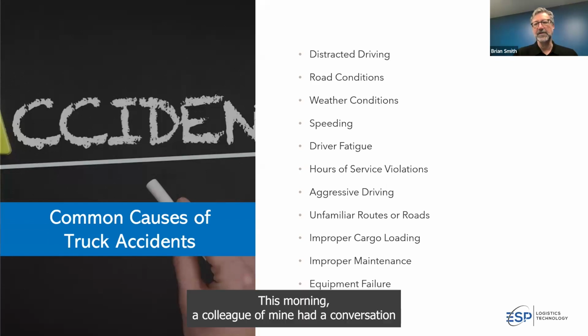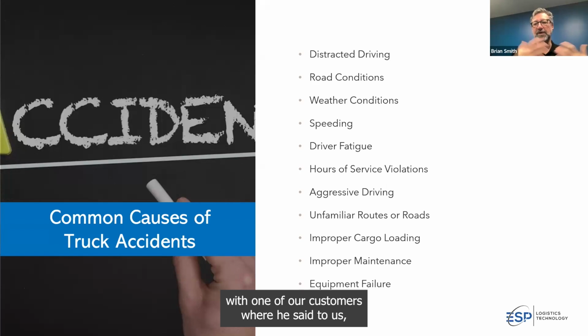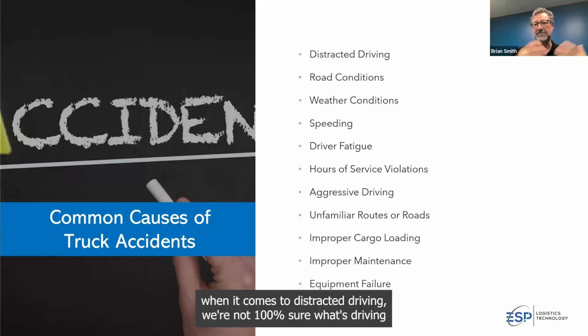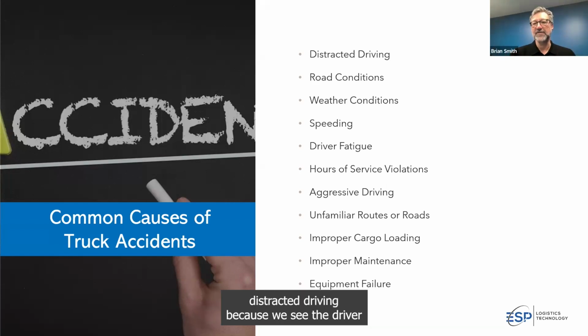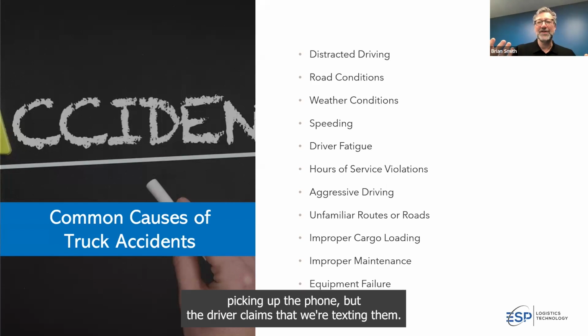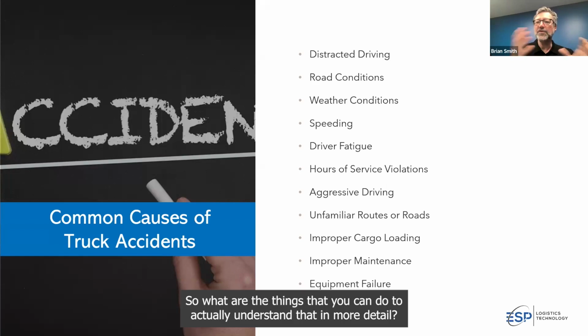This morning, a colleague of mine had a conversation with one of our customers where he said to us, when it comes to distracted driving, we're not 100% sure what's driving distracted driving, because we see the driver picking up the phone, but the driver claims that we're texting them. So what are the things that you can do to actually understand that in more detail, right?